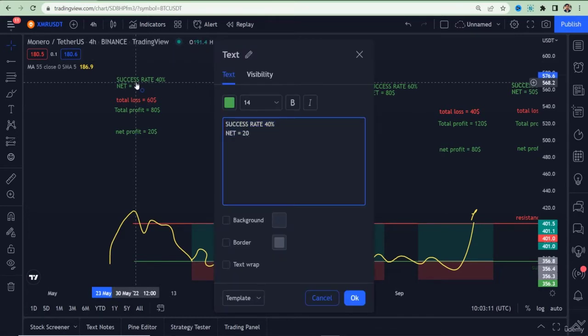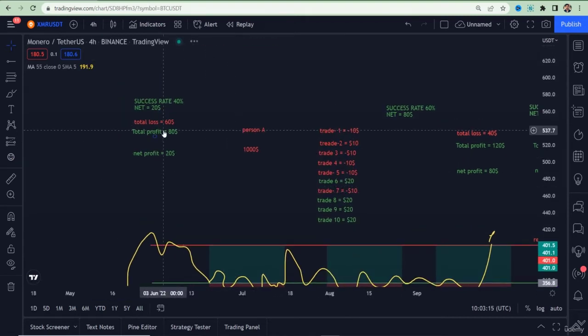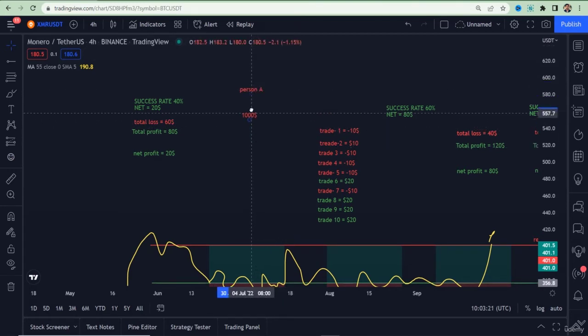So now you see how powerful this risk management is if you are doing it the right way. You can see that person A is a bad trader. He is really a bad trader because he has a success rate of 40%.